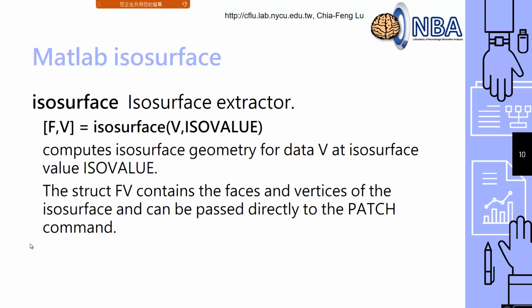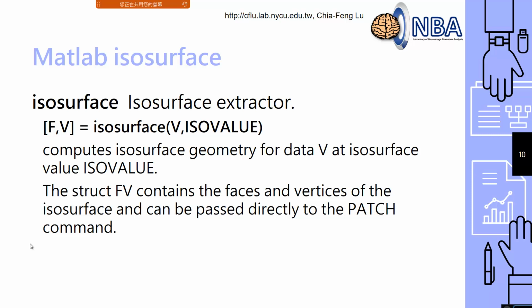We have already discussed this. If you use a higher threshold or higher ISO value right here, you will get a small surface, because only limited pixels may have a value larger than this ISO value or threshold. So of course, you can just try different values for this second input.